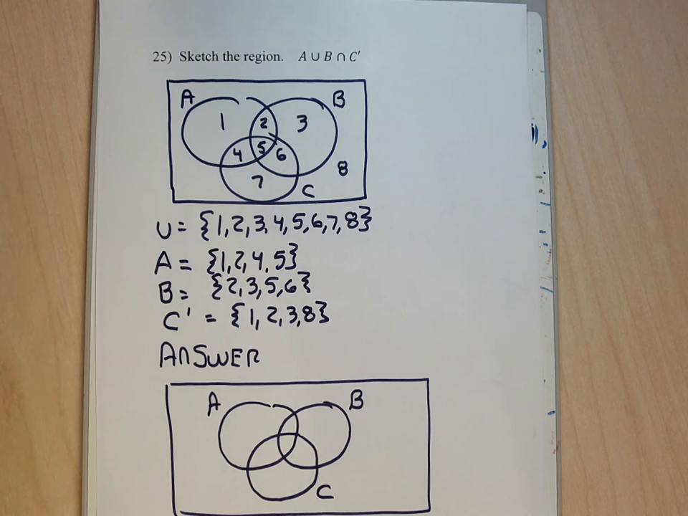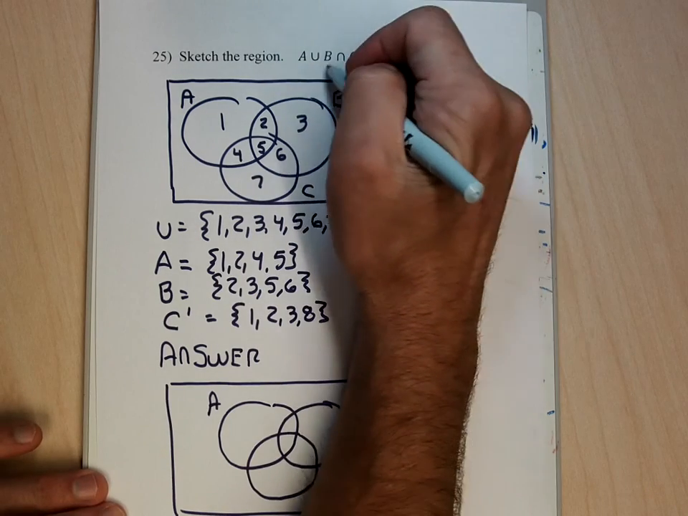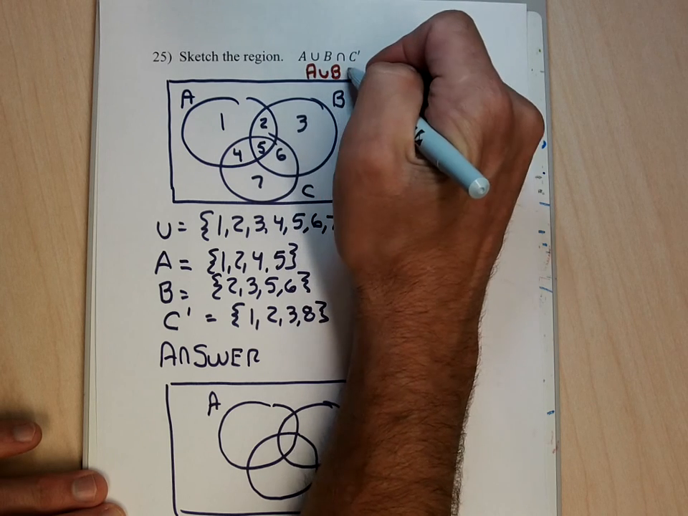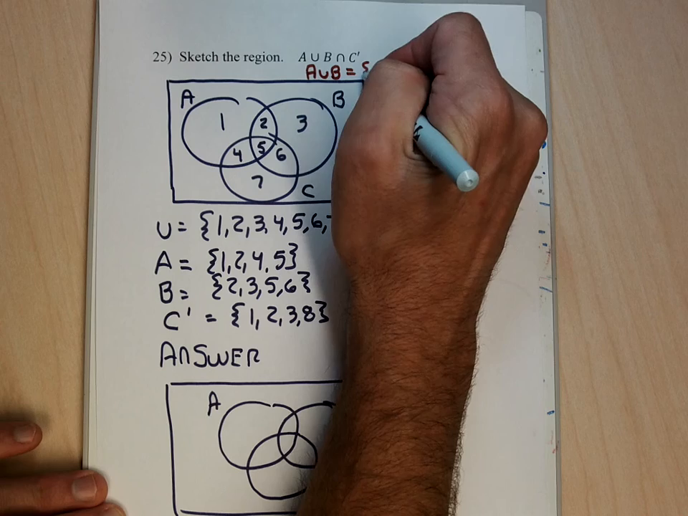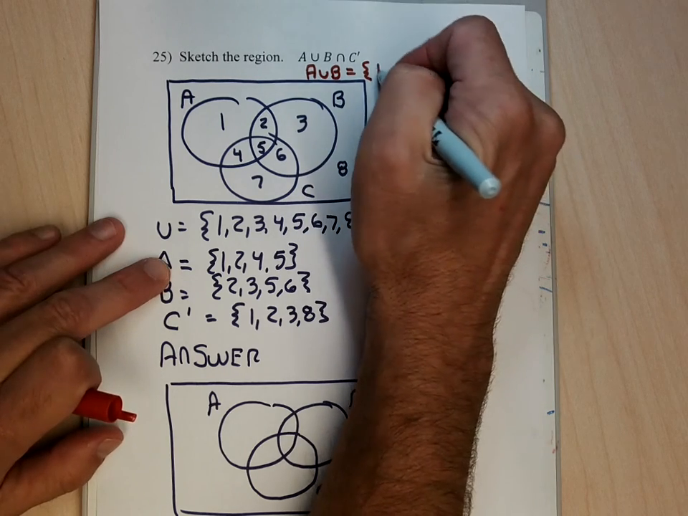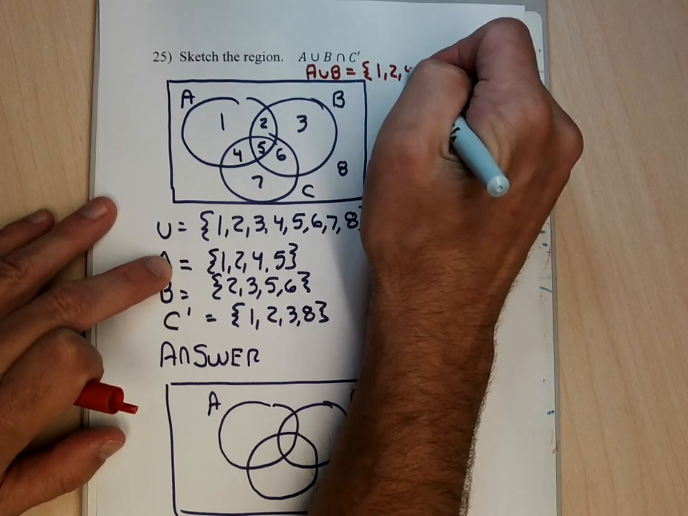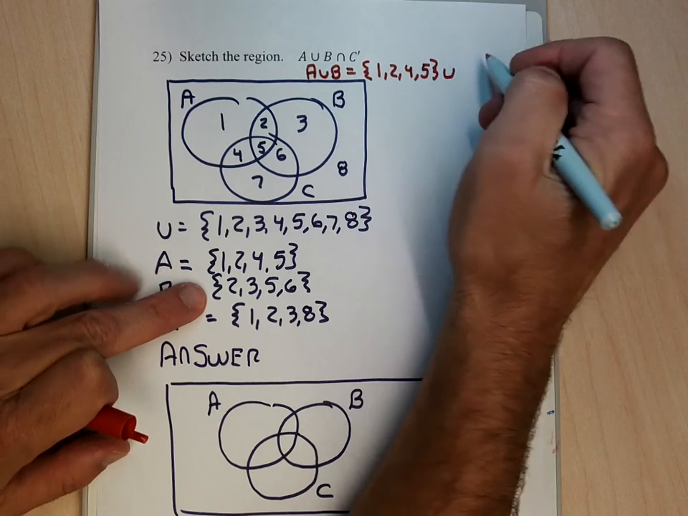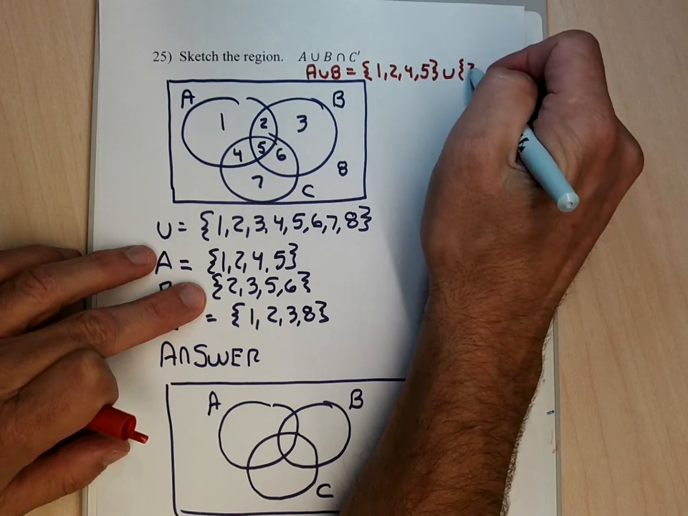And now let me work from left to right. I'm going to first find A union B. And to do A union B, I'm going to take the A set, which is a set containing the numbers 1, 2, 4, and 5. And I'm going to union that with the B set, which is a set containing 2, 3, 5, and 6.